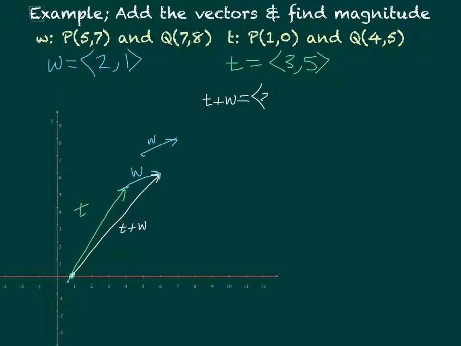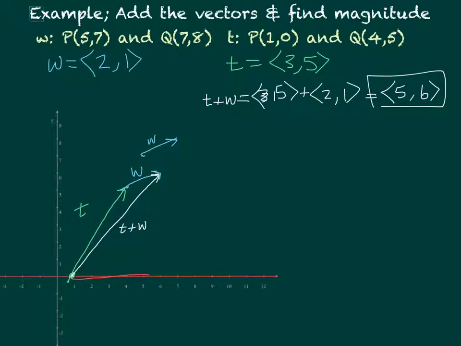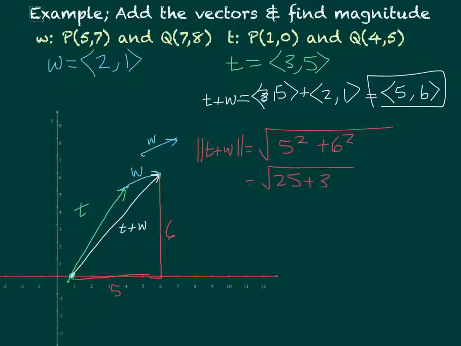So I get 3, 5 plus 2, 1 is going to equal 3 plus 2 is 5, 5 plus 1 is 6, so I have 5, 6, telling me that when I am drawing on here to figure out my magnitude, I'm going to go over 5, up 6, giving me a magnitude of t plus w equal to the square root of 5 squared plus 6 squared, which is the square root of 25 plus 36, which is equal to the square root of 61. So the magnitude of t plus w is equal to the square root of 61. And that's your final answer.